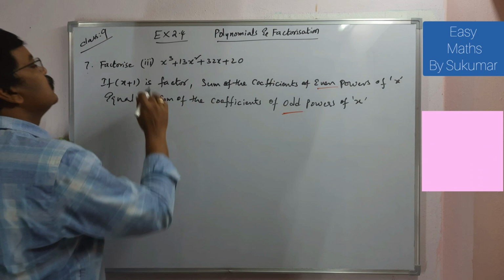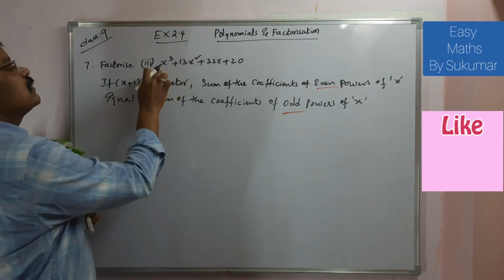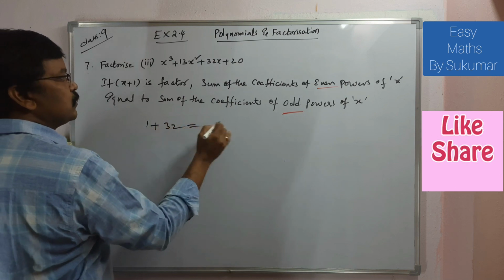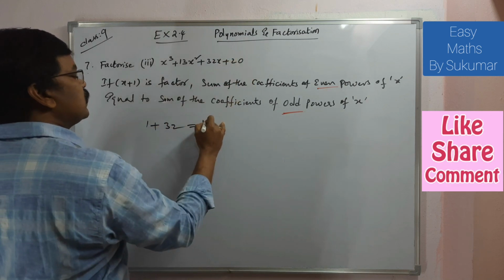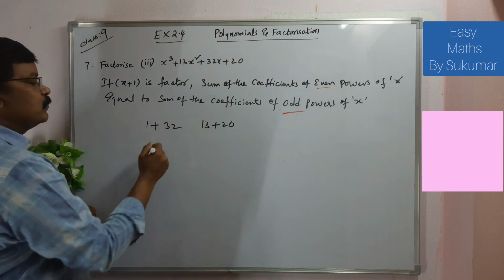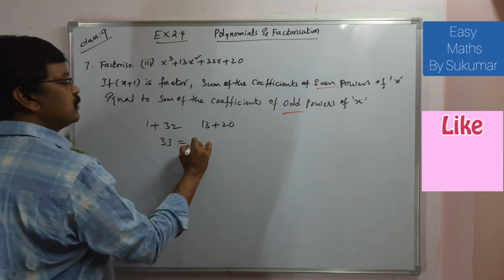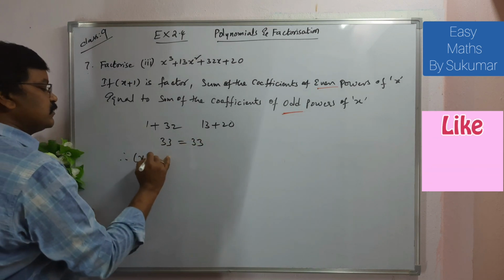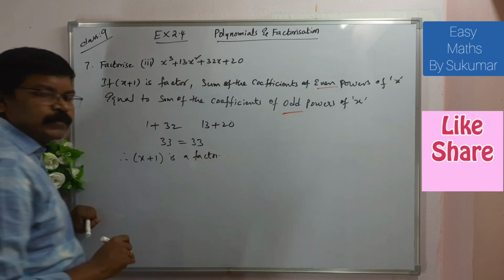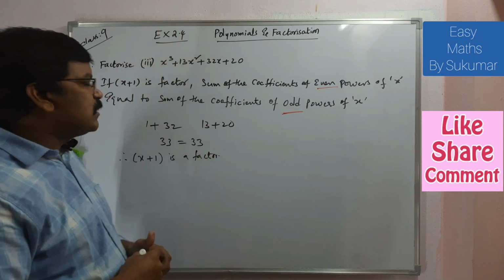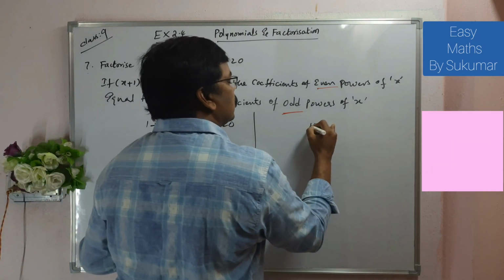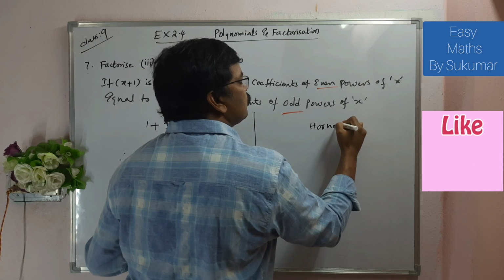What are the odd powers here? x cube and 32x. That means 1 plus 32 is equal to 13 plus 20. This is 33, and this is also 33. Therefore, x plus 1 is a factor. Since x plus 1 is a factor, by using Horner's method we will find the other two factors.